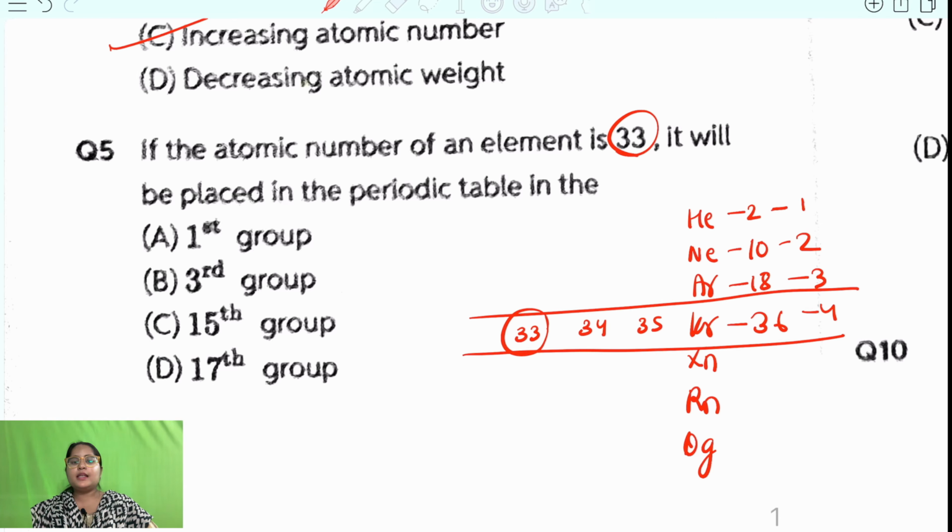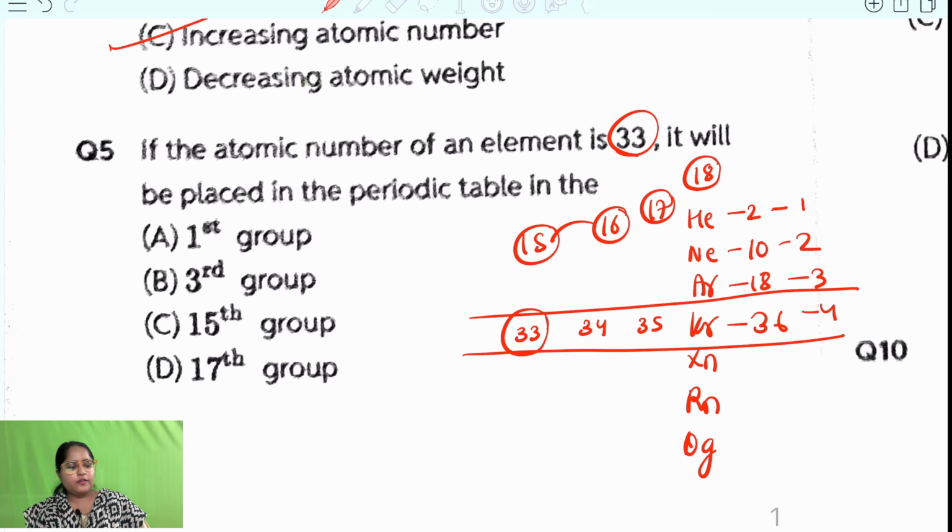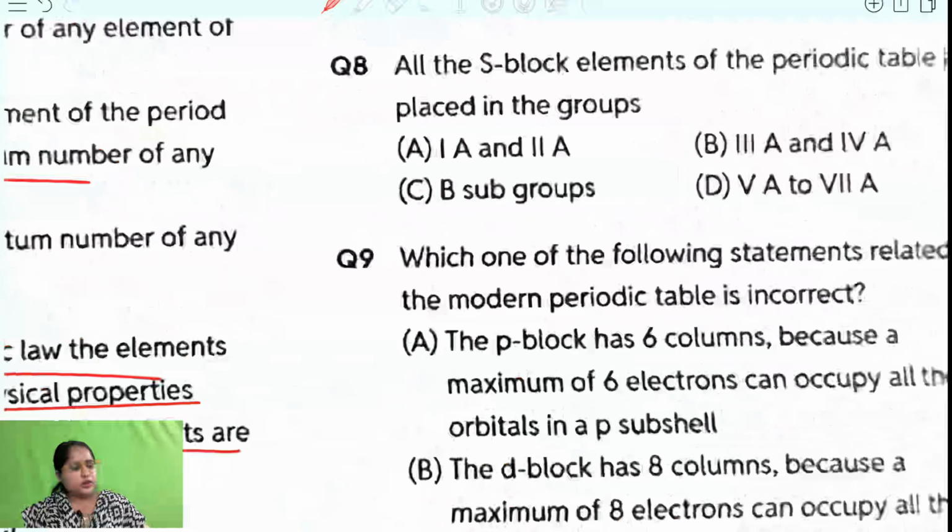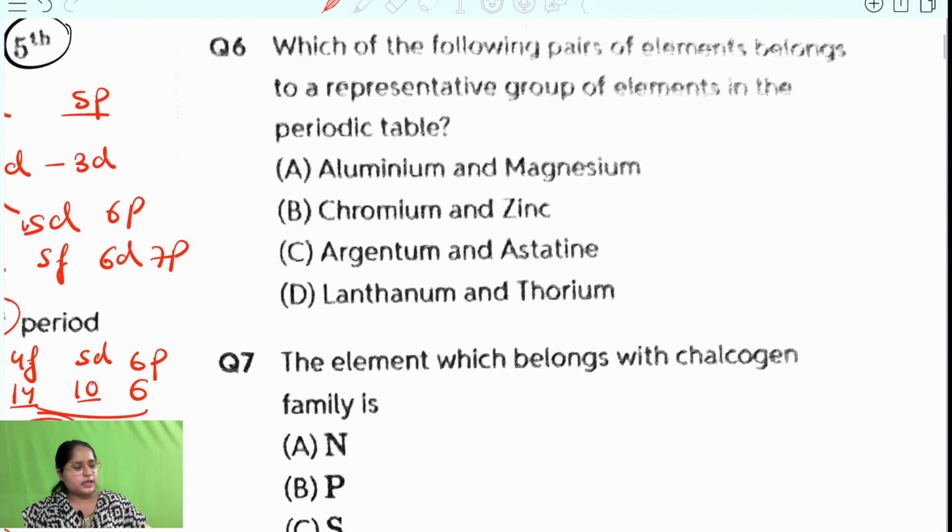We know helium, neon, argon, krypton, xenon are nothing but the 18th group. After the 18th group, who will come before it? 17th, and before 17th, 16th, and before 16th, 15th. So 33 belongs to which group? 15th group. So the fifth answer is C. Clear? Okay, good.